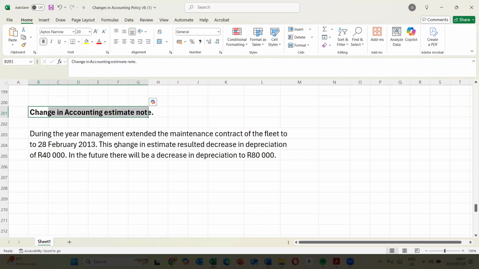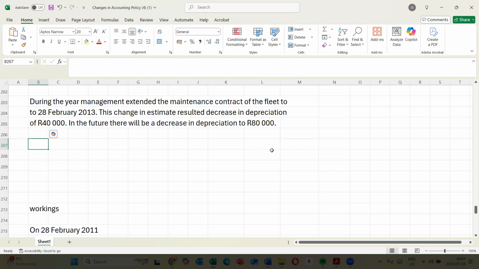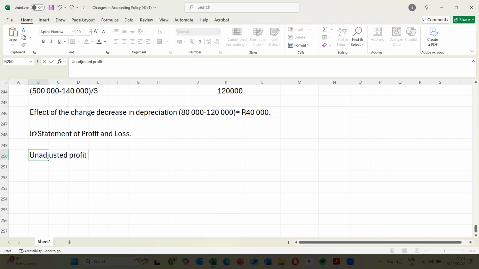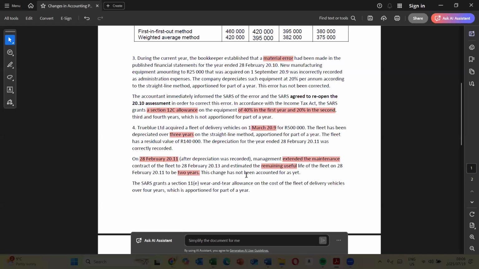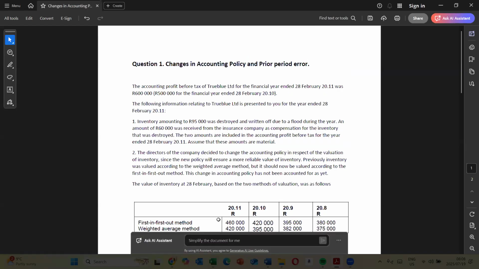All right. And then, of course, if they want you to prepare the financials, let me just show you. If they said prepare the statement of profit and loss, say for example they say calculate the adjusted profit. So you have your unadjusted profit, which they gave us in the information there. We have a profit they gave us at 600,000. So we have 600,000 as our unadjusted profit.